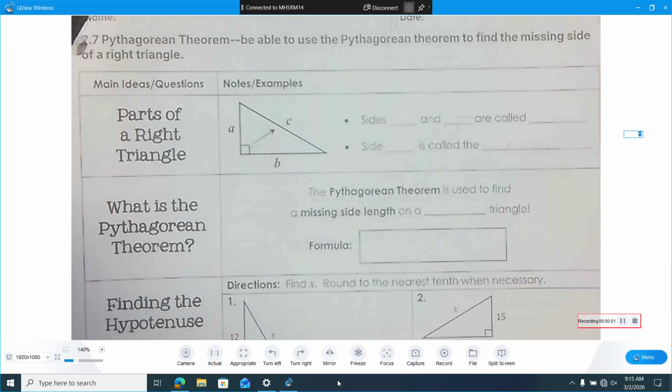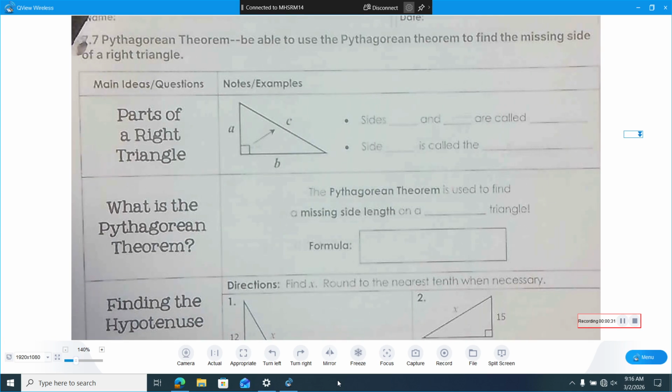Today we are talking about the Pythagorean Theorem. Raise your hand if you've heard of the Pythagorean Theorem before. Okay, all right. I am pretty sure all of you 8th graders did this last year in 7th grade math. But the Pythagorean Theorem is like the biggest theorem in all of math, in all of geometry.